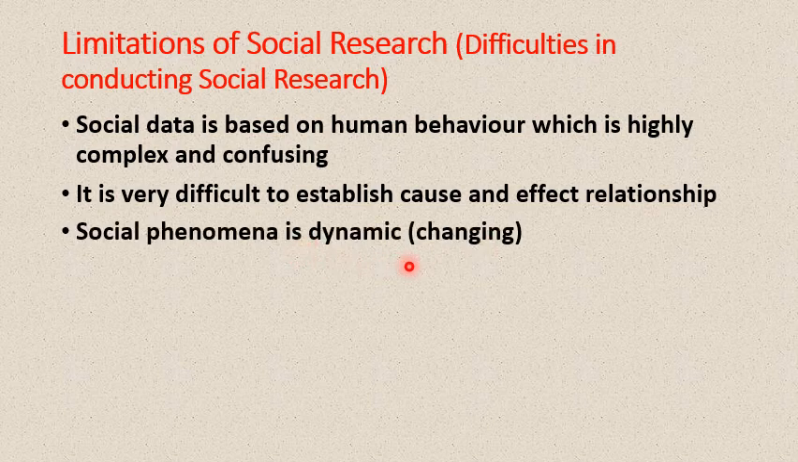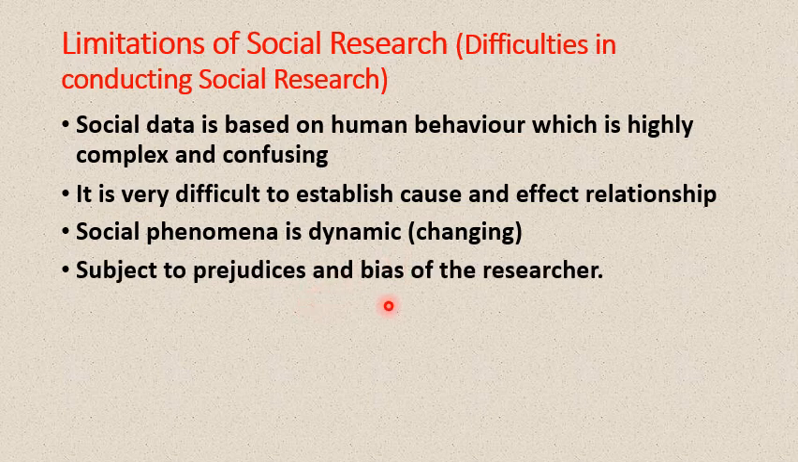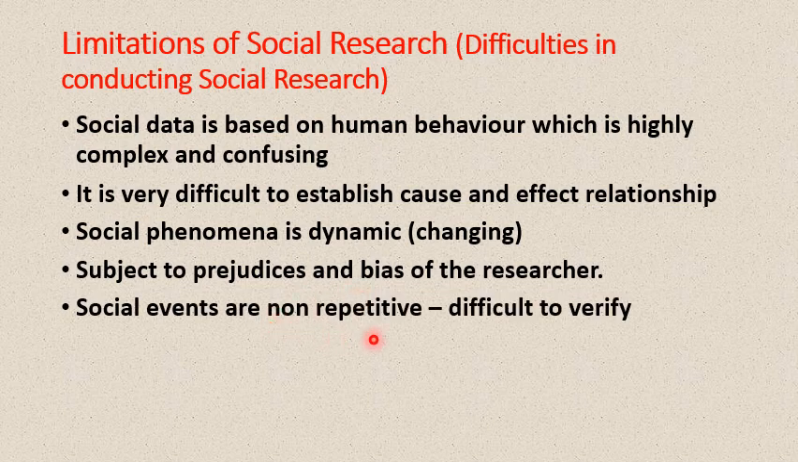Then social phenomena is dynamic and changing. A single research is not sufficient to reveal a social phenomena because the social phenomena is changing. Then subject to prejudices and bias of the researcher. Social science research may be influenced by the prejudices and bias of the researcher to some extent. Then social events are non-repetitive or difficult to verify.